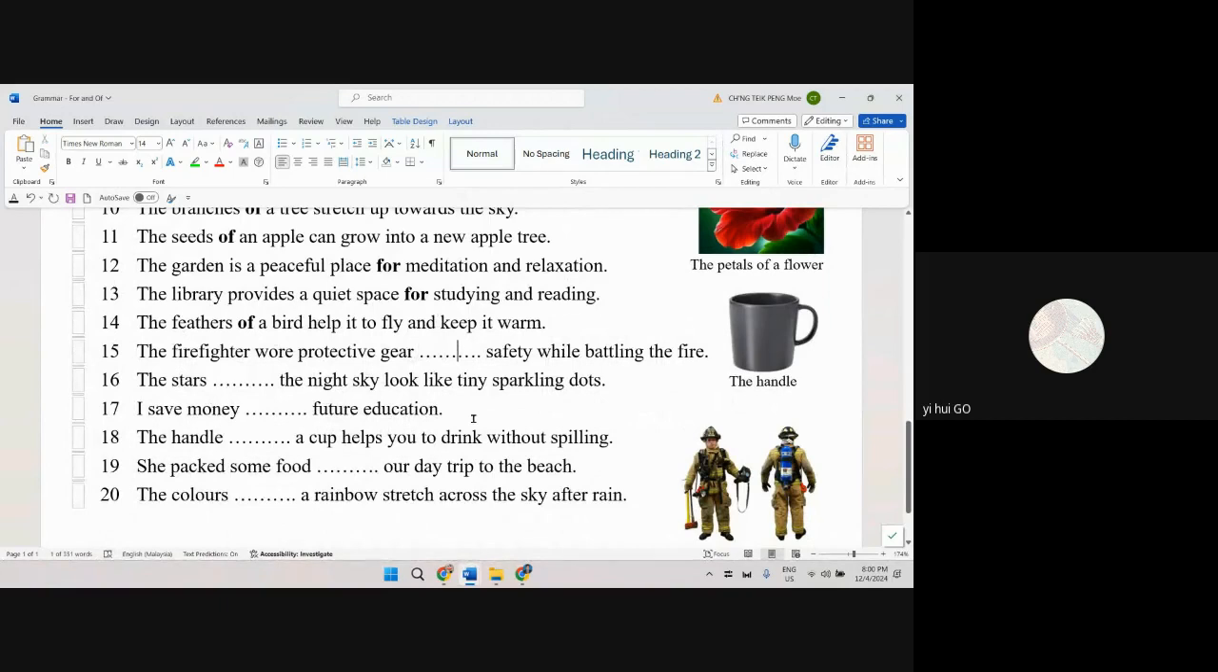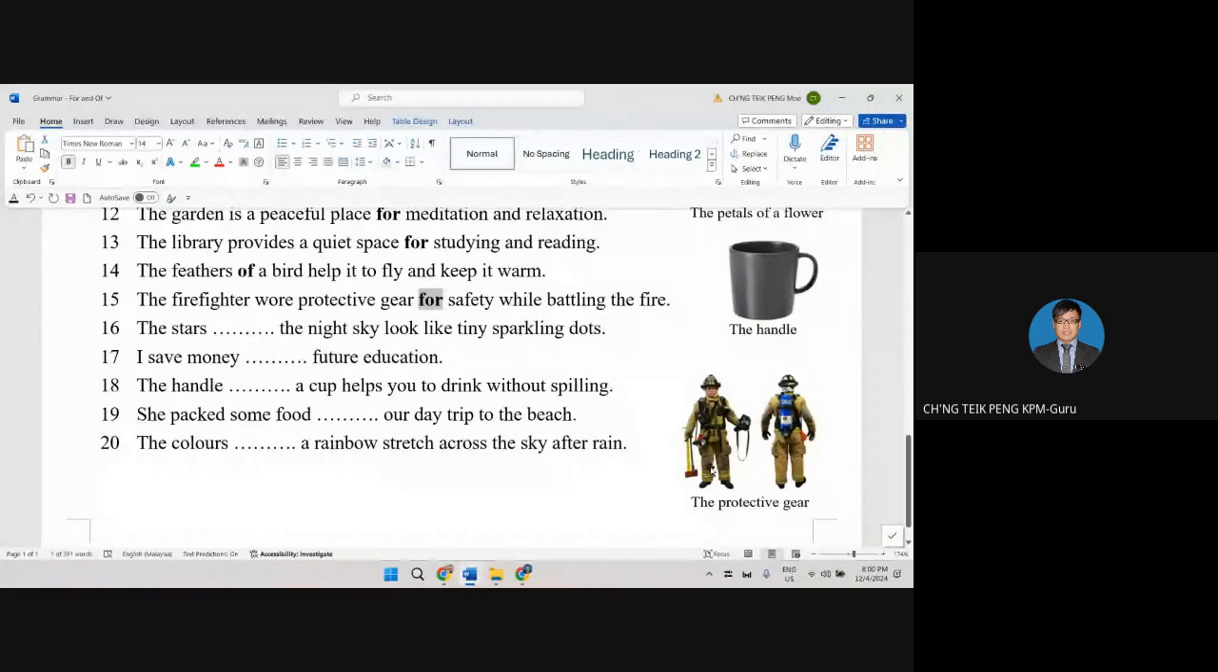15. The firefighter wore protective gear for safety while battling the fire. Very good. So the firefighter wore protective gear. All right, protective gear is like the equipment that protects them. So you want to tell me the function of the gear? So we use protective gear for safety while battling the fire.